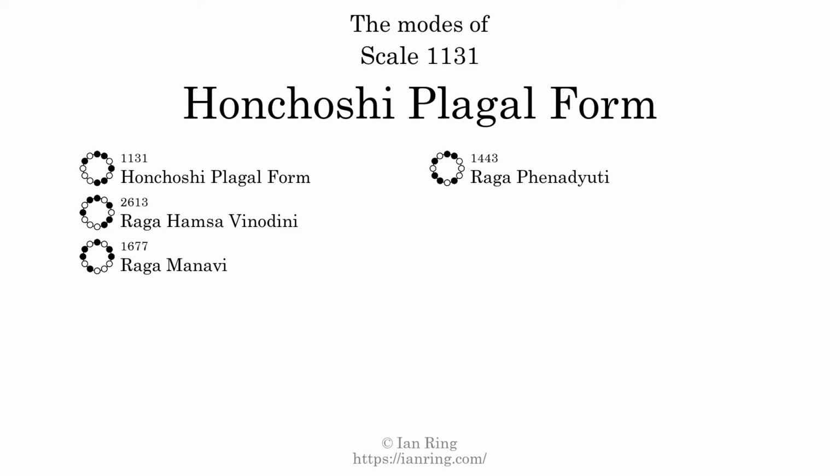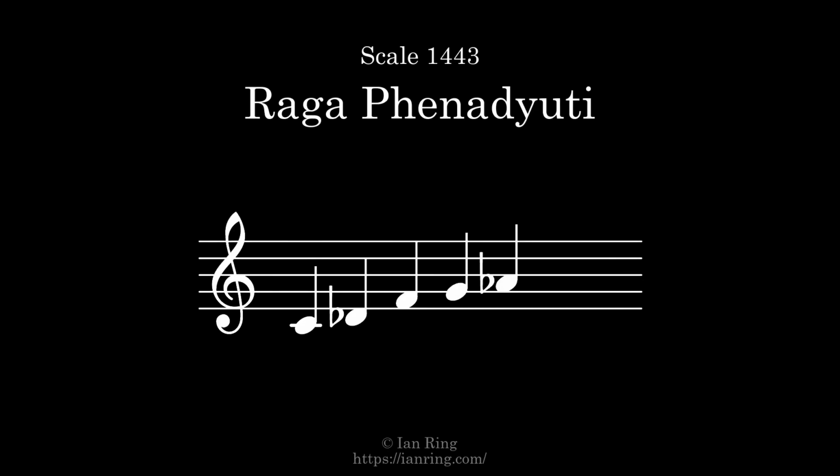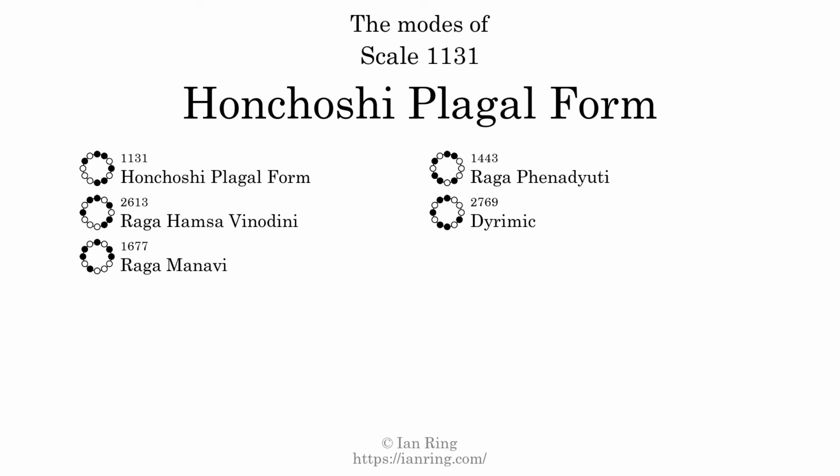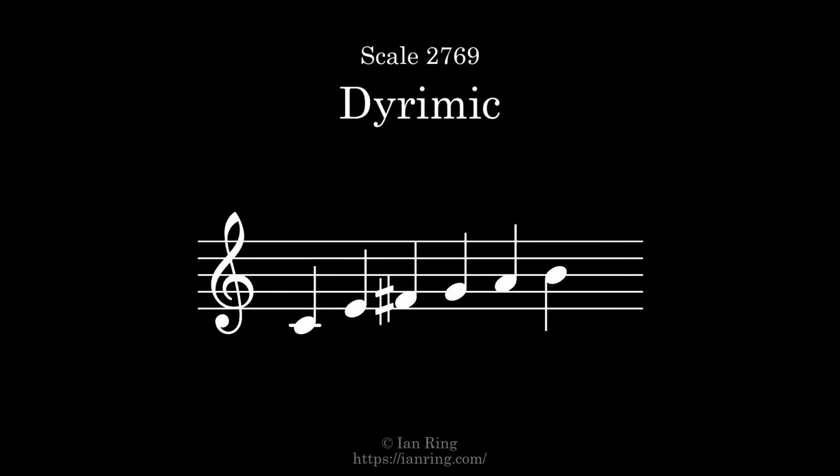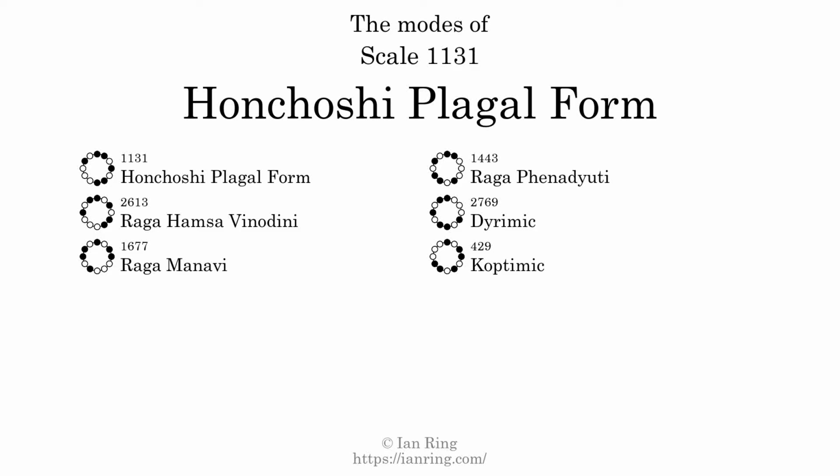The fourth mode is scale 1443, also known as Raga Fenadauti. It sounds like this. The fifth mode is scale 2769, also known as Dyramic. It sounds like this. The sixth and last mode is scale 429, also known as Coptimic. It sounds like this.